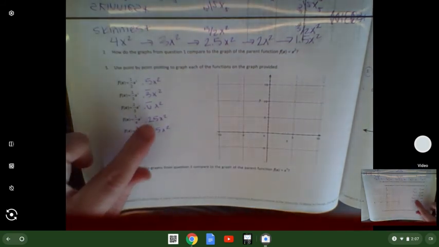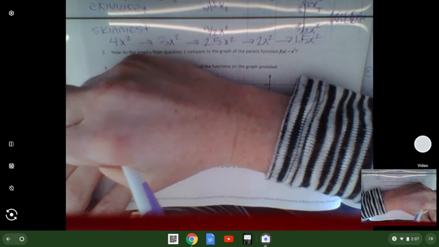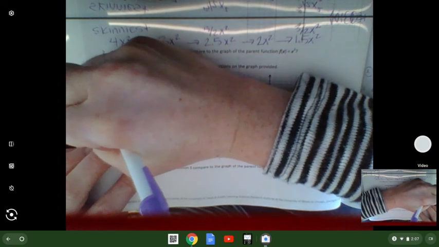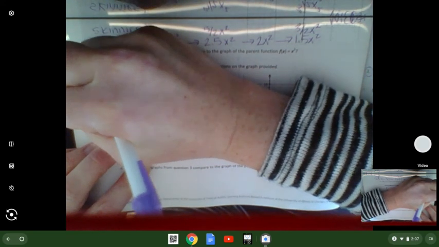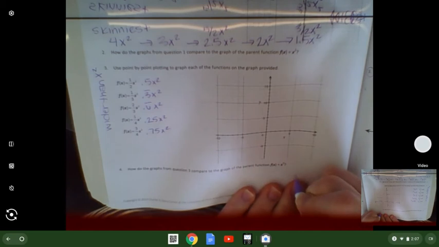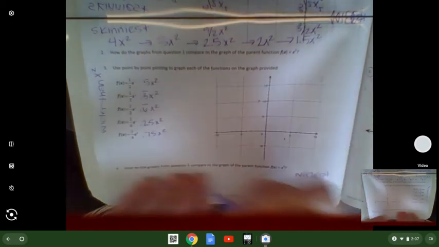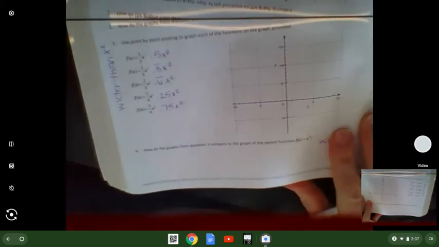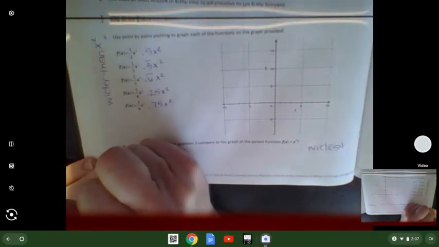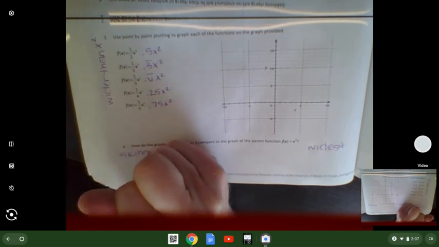All of these are fractions. Again, if you work out a quarter of what you do now, you're going to get wider. All of these graphs are going to be wider than x squared. But which one is actually going to be the widest? And while they're all wide graphs, of these graphs that are wide, which one is going to be the skinnier of the wide graphs?